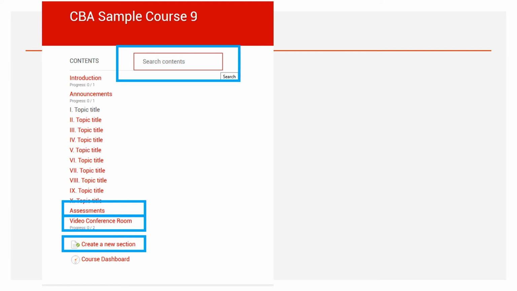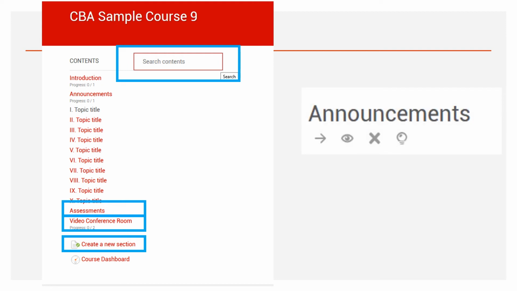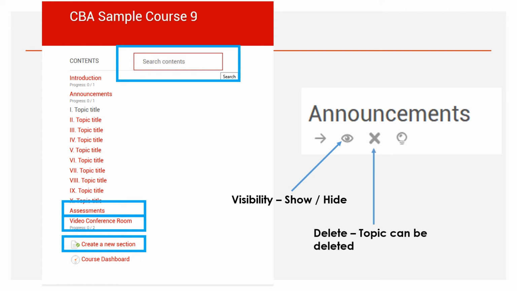For every topic on the left side, there are icons that can be seen. What are they? You might have seen this earlier. Let me explain each icon. The first one, the eye, is related to visibility. If ever you want to hide a particular topic title, you just click on it. It hides, and if ever you click on it again, it shows. Normally, the icon changes.